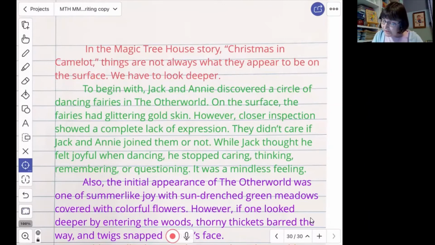Let's see. To begin with, Jack and Annie discovered a circle of dancing fairies in the other world. On the surface, the fairies had glittering gold skin. However, closer inspection showed a complete lack of expression. They didn't care if Jack and Annie joined them or not. While Jack thought he felt joyful when dancing, he stopped caring, thinking, remembering, or questioning. It was a mindless feeling.